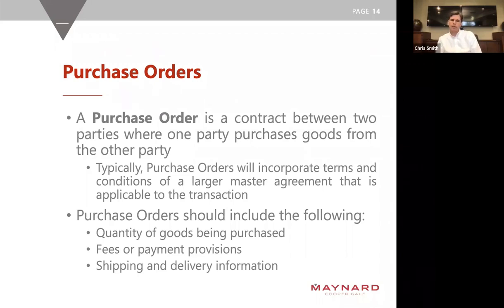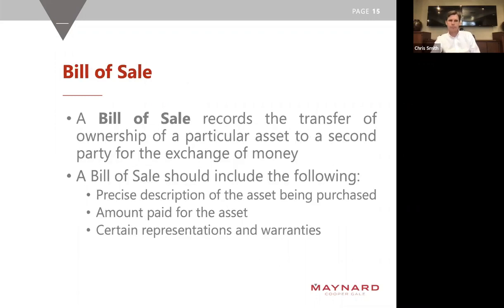Then there you see some minimum pieces of information that a purchase order should include: the quantity of goods being purchased and the fee or payment provisions. You're going to have that in every contract. You're going to make sure you lay out how the appropriate party is going to be compensated, and then shipping and delivery information as well.